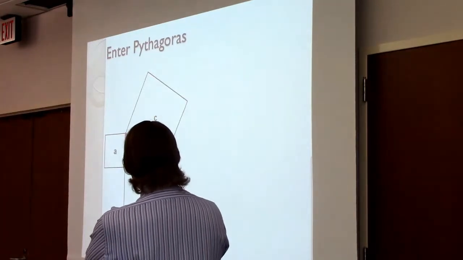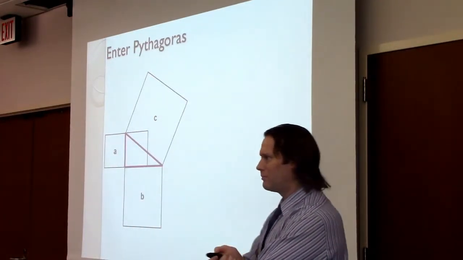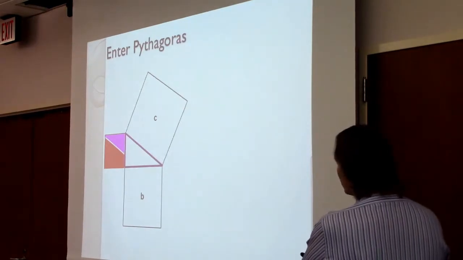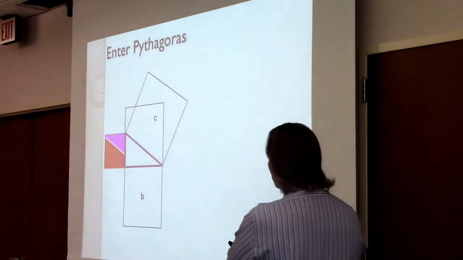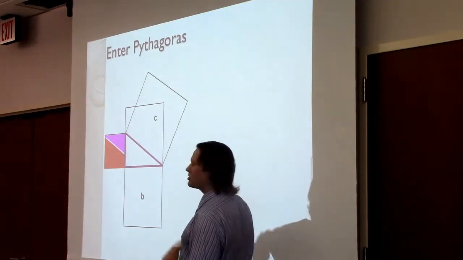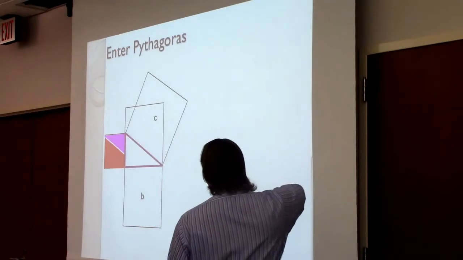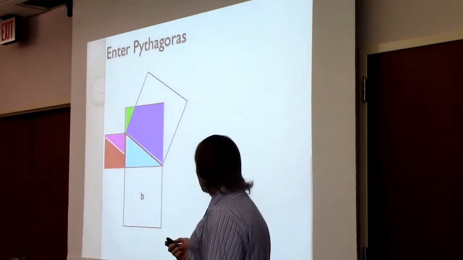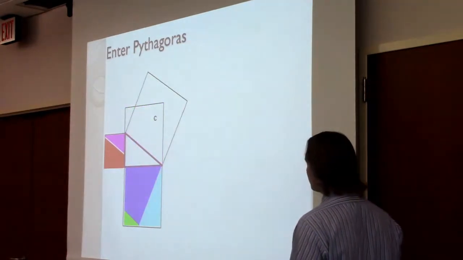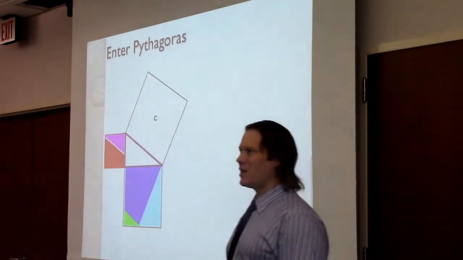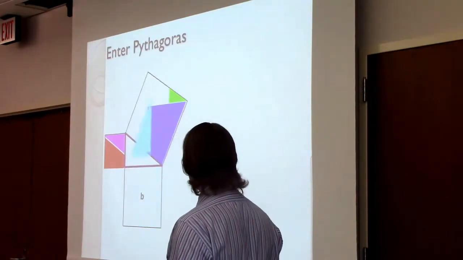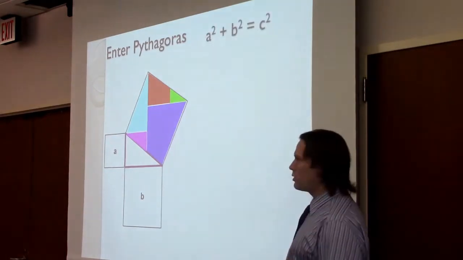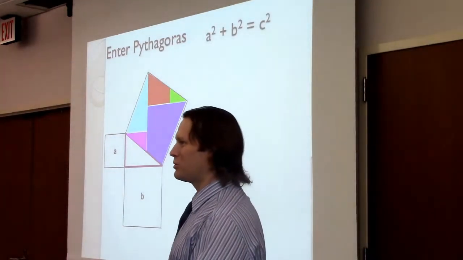Let's say that I took square A and I flip it across my triangle. I get two regions. If I flip square B across the triangle, and I include square C in that flip, I get three regions. If I take those pieces of the area and I rearrange them, it matches exactly. And that is what is meant by a squared plus b squared equals c squared.